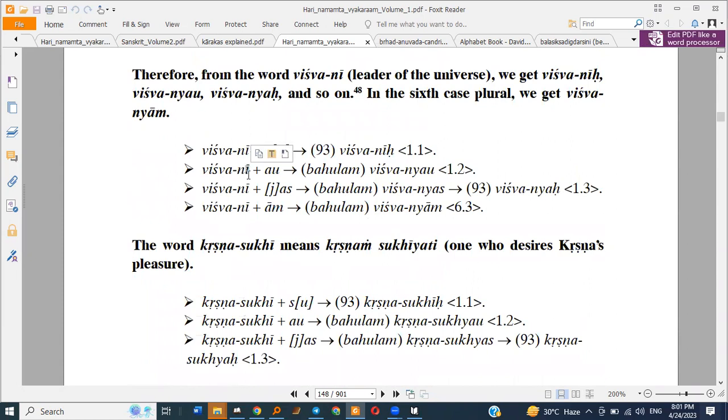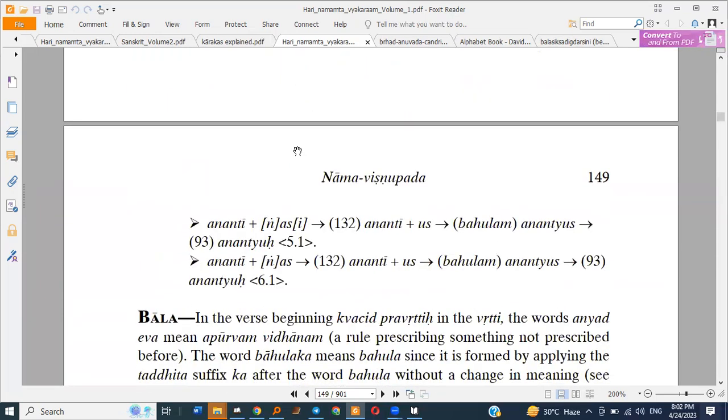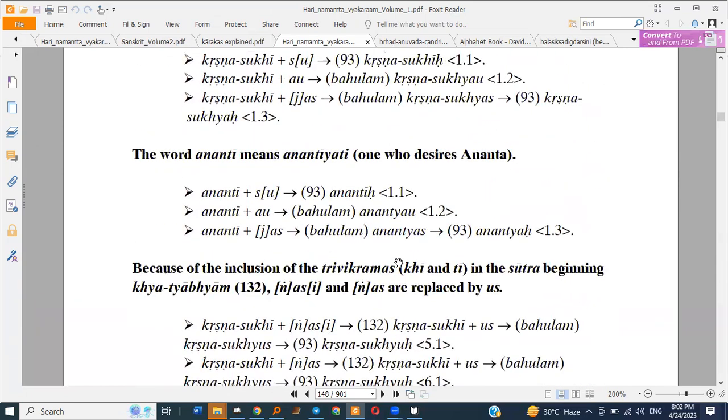Rather, for example, Vishwani plus u. Here this rule is not applied. Although all the required conditions are present as per the rule, it is not applied because of the Bahulam concept. So we are not converting the long E into E, and we just apply the rule that E changes to Ya only, so that becomes Nyau. And similarly for words ending with U. So that's the only point.